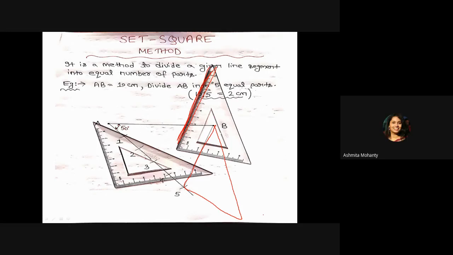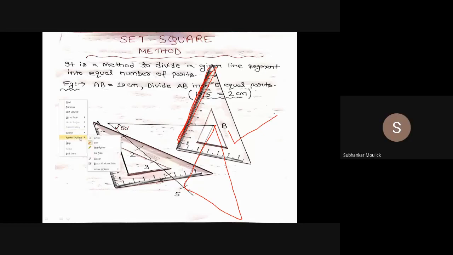So can you please repeat this one? You have to align the perpendicular side of the 45, 45, 90 set square with the 5B line like this. Now is it clear? Yes. Any doubt so far? No, sir, I'm not getting this point. You are not getting the point.